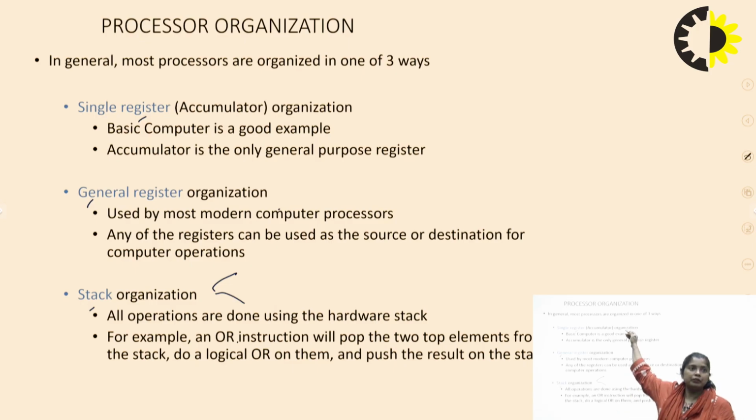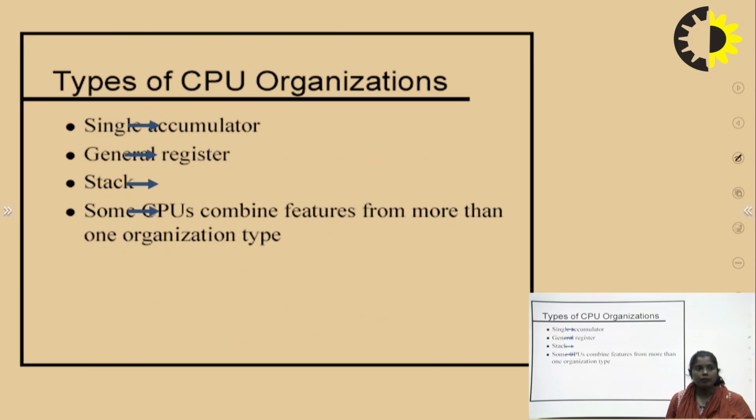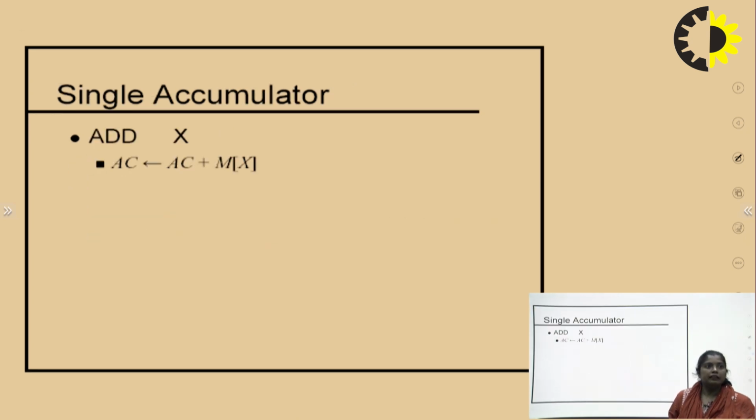Today, we are going to discuss the topic accumulator organization. As we know, in the CPU organization there are single, general and stack, and the stack is again of two types, the memory stack and the register stack. Now, in the single accumulator organization, there are three types of instructions: three address instructions, two address instructions and one address instruction.